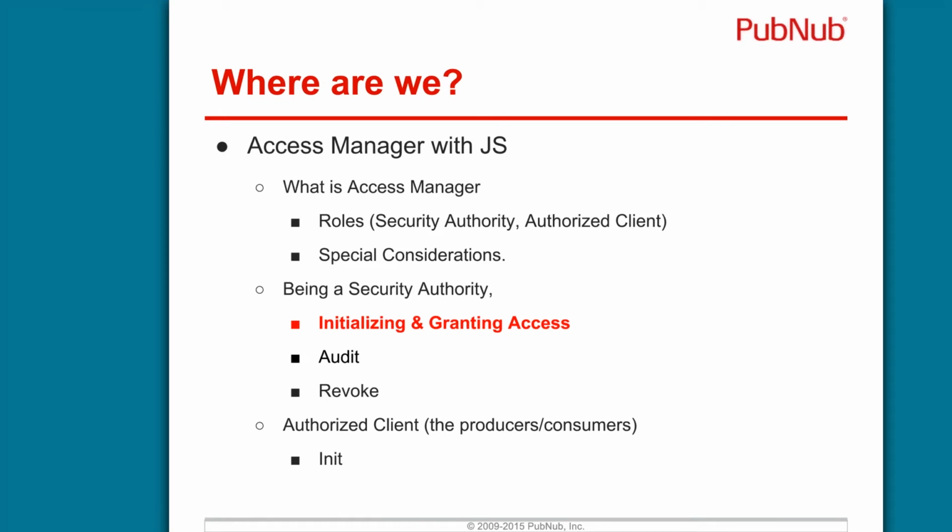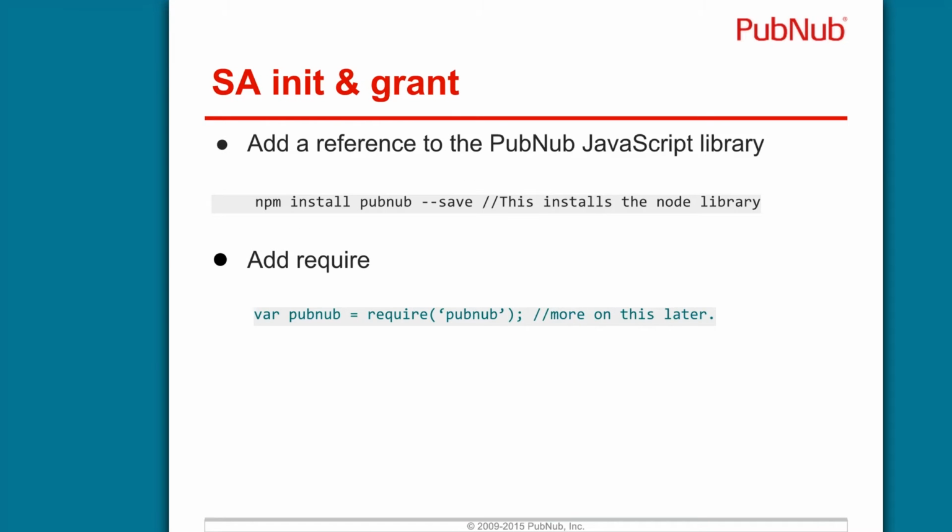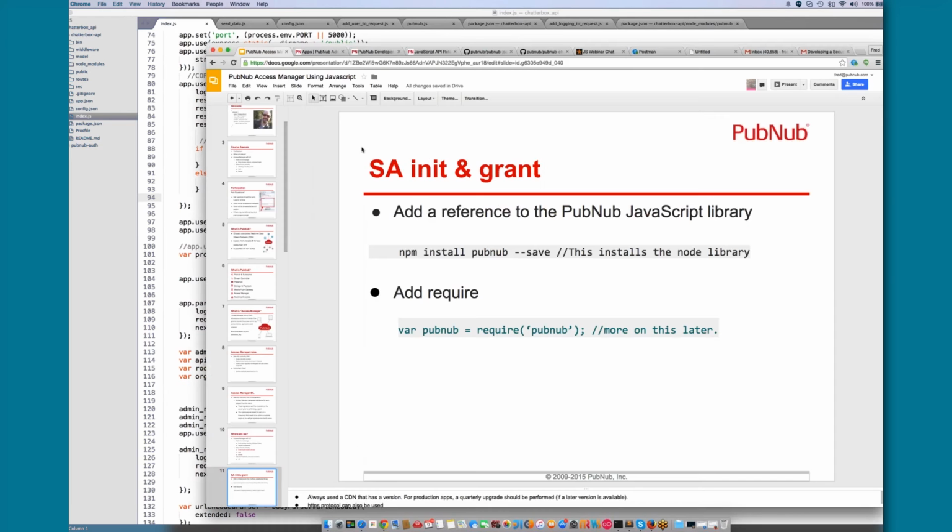Granting access, okay? So the very first thing you're going to want to do, and for this particular webinar, we're using Node as a security authority, is install the PubNub SDK, just as you would for doing a JavaScript application, except in this case, I'm using the Node package manager to grab the SDK from NPM and have that installed. And then I'm going to import PubNub into my solution. And I'm just going to jump over to my code here as opposed to sticking in the slides.